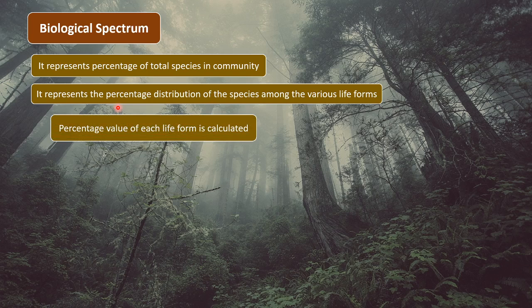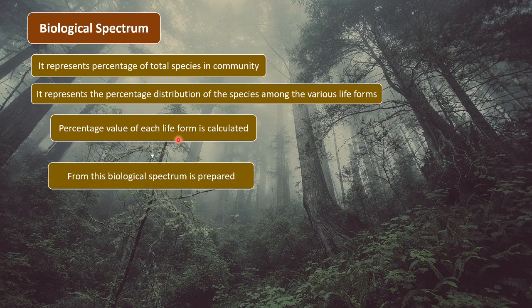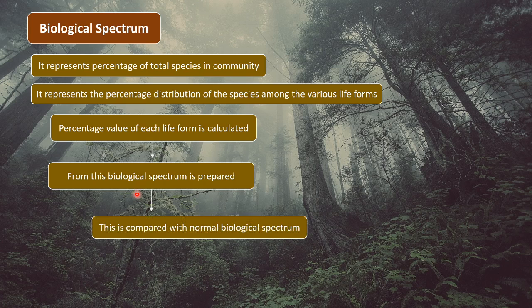And so in biological spectrum, the percentage value of each life form is calculated. So the first thing that we have to do in biological spectrum is to calculate the percentage value of each life form, right? And when we have that percentage value, we can then prepare the biological spectrum. So do not worry, we are going to understand this in a little more detail.